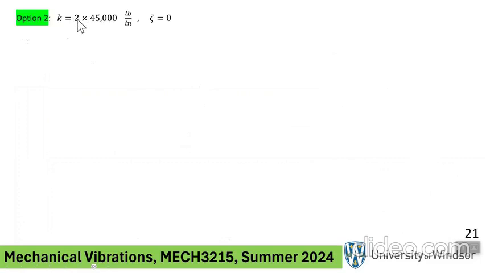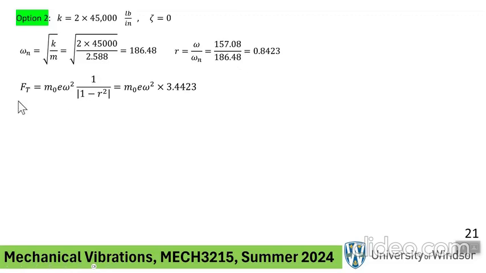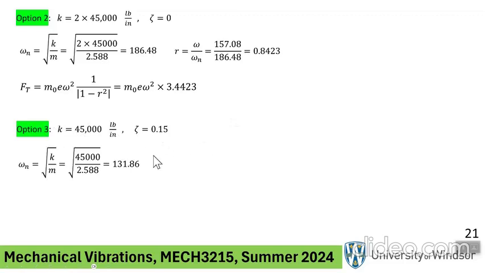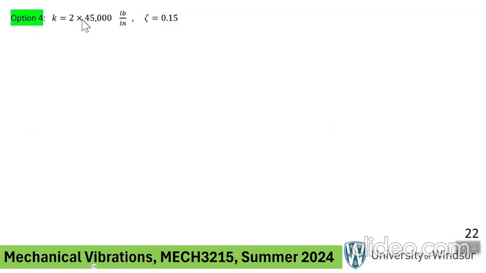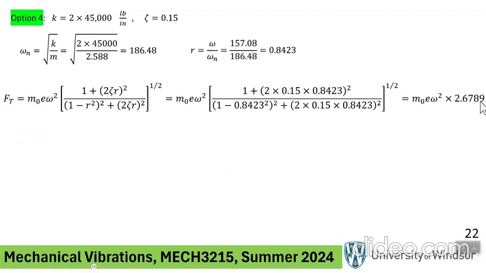For the second case, 2 springs, no damper. Do exactly the same calculation. Your natural frequency changes, your R changes. You plug it in here, and you're going to get 3.4423 times that. Third option, 1 single spring and a damper. Just a matter of more numbers to worry about. You get 1.9282 times that constant. And the last option is 2 springs and a damper, and it leads into this.